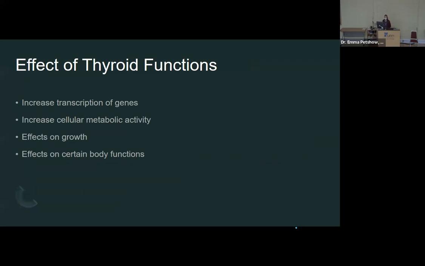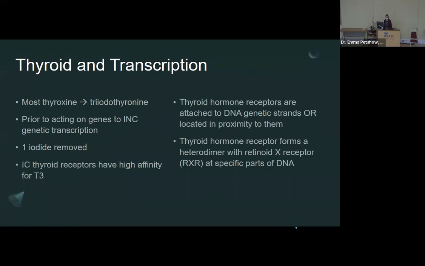So the effect of some of our thyroid functions overall then, it's going to increase transcription of genes that do those things we just talked about, the 7 Bs. It can then therefore increase cellular metabolic activity, affect growth, and then the body functions previously mentioned. In general, most thyroxine gets converted to triiodothyronine, so most T4 does get converted to T3 in the body in a healthy person, right? We're not talking about disease. This is done by removing one iodide. Those intracellular receptors have a higher affinity for T3 than T4. That is why T3 is more active, because it more readily binds.